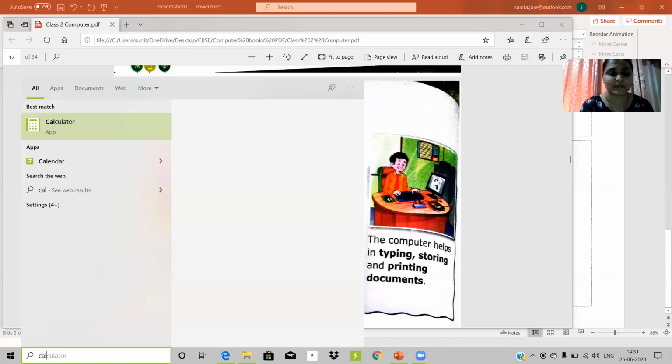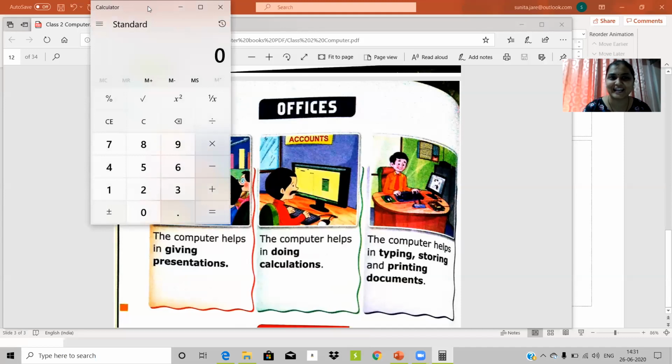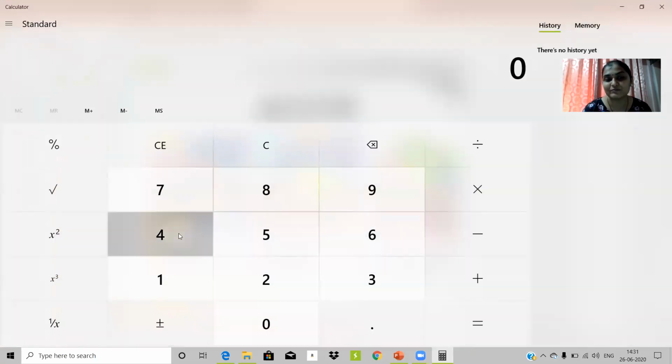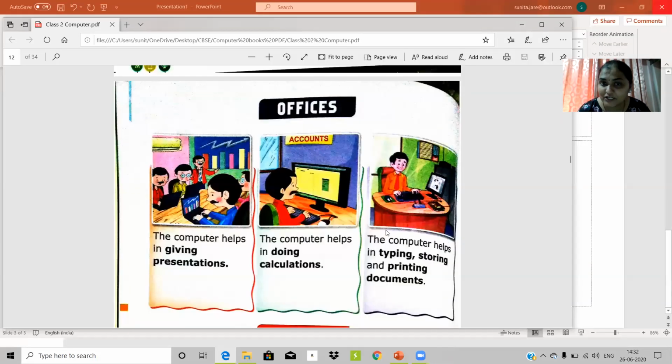Okay, so here I'm going to type calculator. So calculator is coming. So this is the calculator. Now suppose I told you to do 45 plus 25. And that's it. 70. See, within a fraction of a second, the calculator is doing the calculation. I'm using the calculator on my laptop. So, an accounts office. Now this is a very basic calculation, right? Accounts people have to do lots of calculations daily, so for that purpose they use a computer to do calculations.